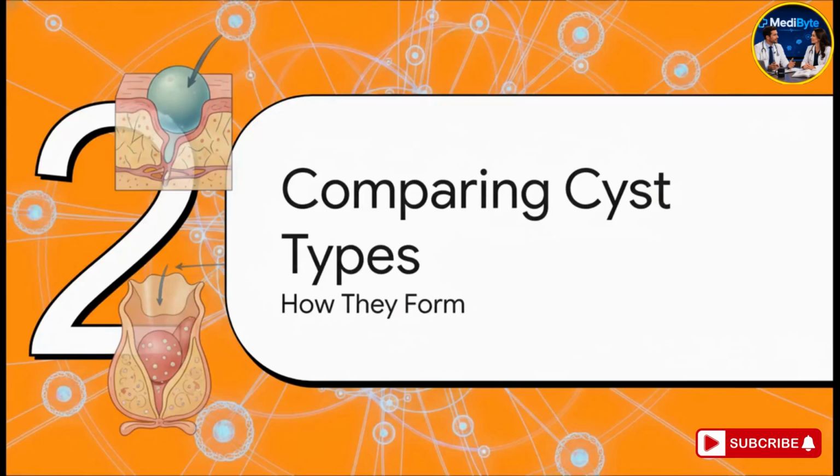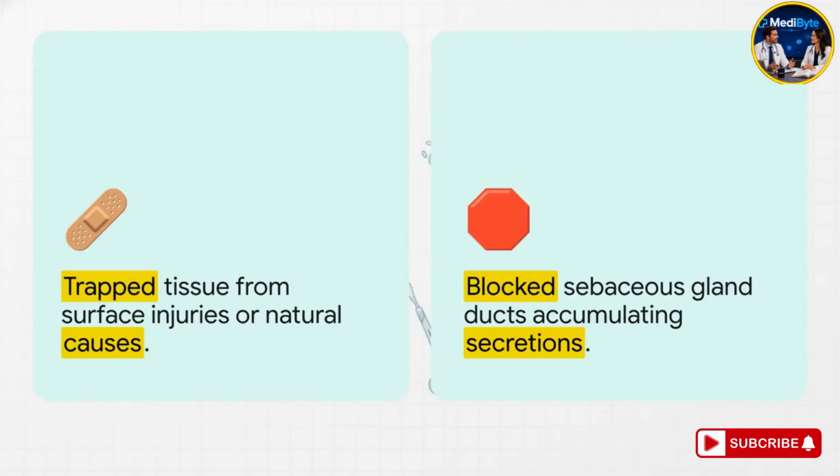Moving right along to Section 2, Comparing Cyst Types. Now, what's really interesting here is how we can compare exactly how these two form side by side. Inclusion cysts often result from minor physical trauma. For instance, a small tear during the delivery of a baby can inadvertently trap that surface tissue underneath the skin. Though I should definitely mention, some do just develop completely on their own for no obvious reason.